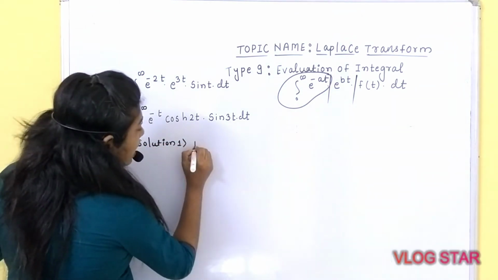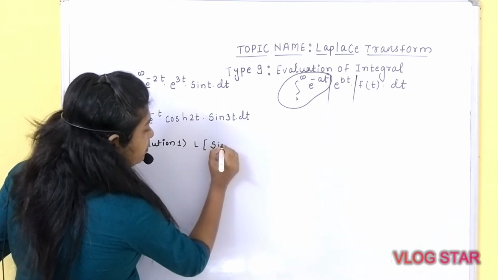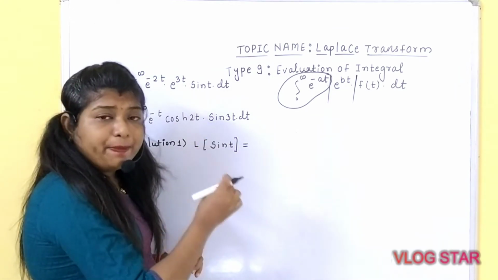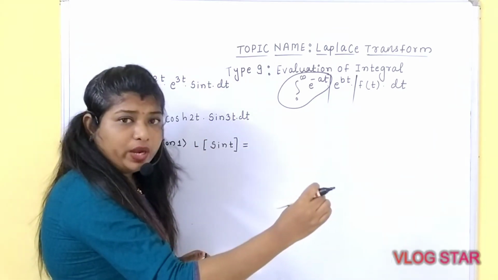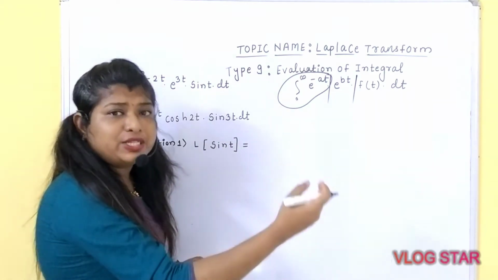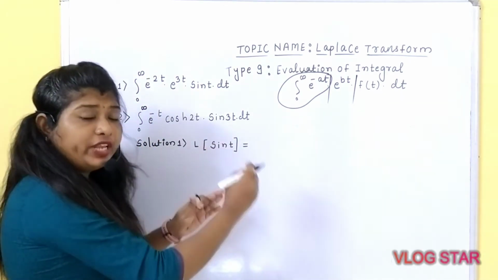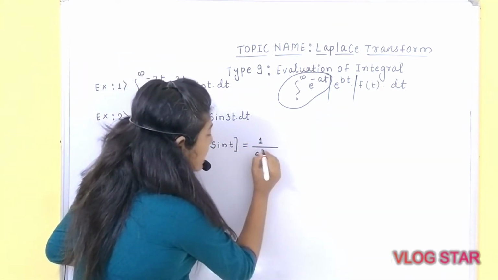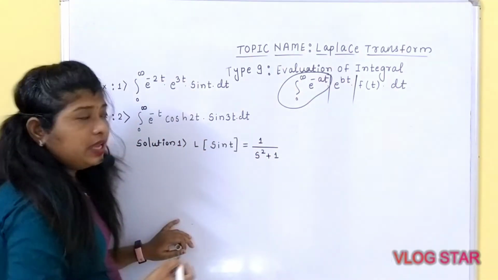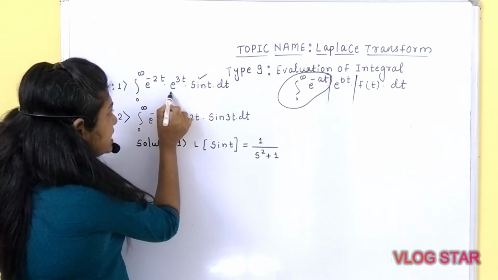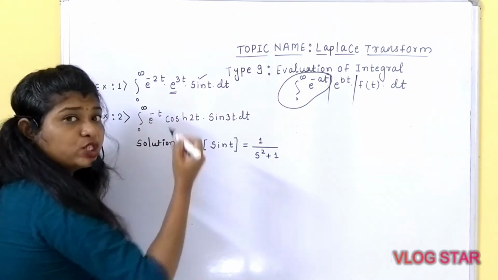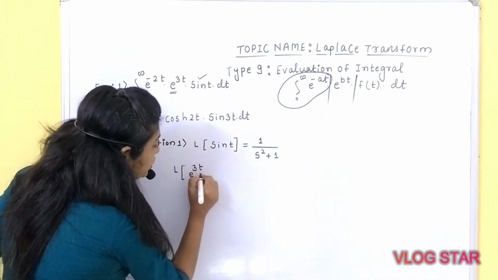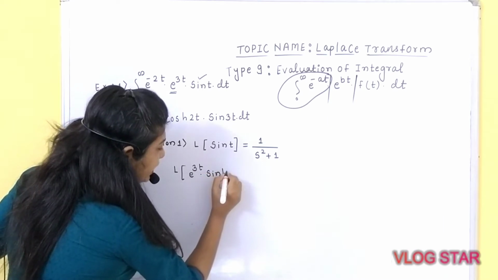Solution 1. You have to calculate Laplace of sin t. As you know, as per the standard result, Laplace of sin at is equal to a upon s square plus a square. So here sin t means sin of 1t, which is equal to 1 upon s square plus 1. Now done with this part. The next part is e raised to 3t. So now I need to calculate Laplace of e raised to 3t into sin t.